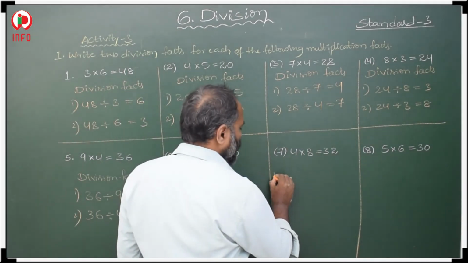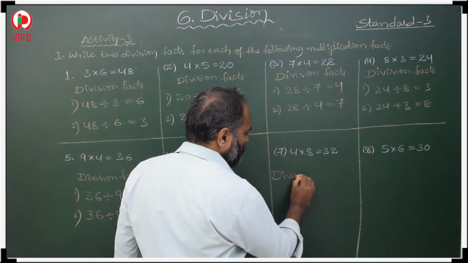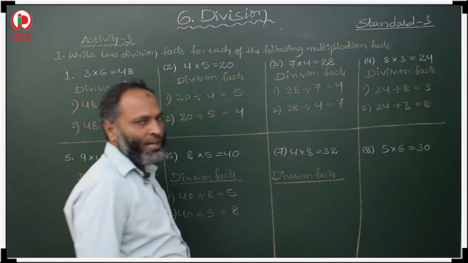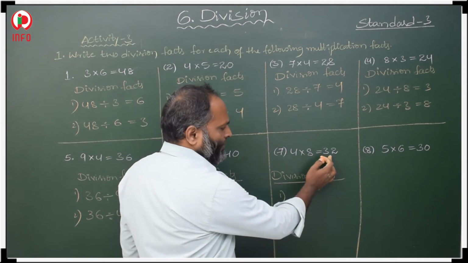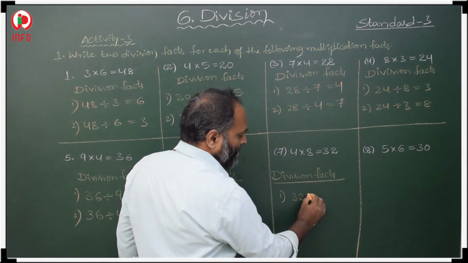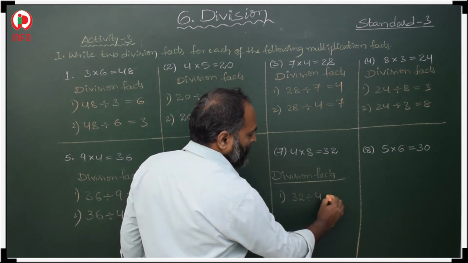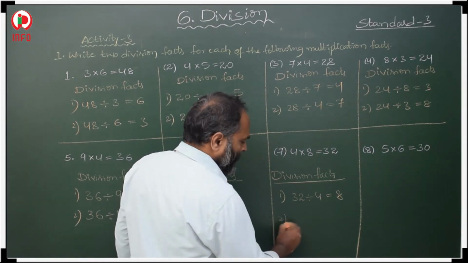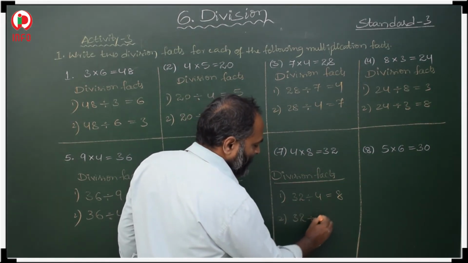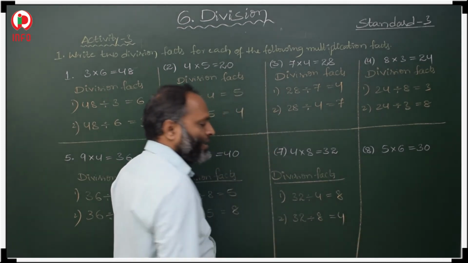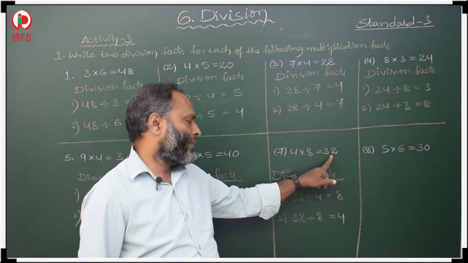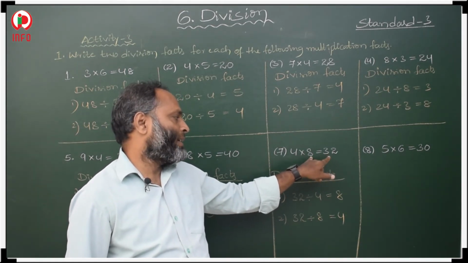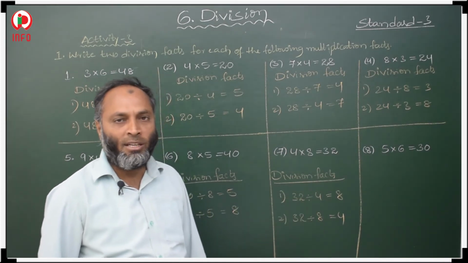Next, division facts. What are the division facts? First, if the product is divided by the first factor, then the second factor is your quotient. The second, again, the product is divided by the second factor, then the first factor is your quotient. It means if 32 is divided by 4, then 8 is your answer. If 32 is divided by 8, then 4 is your answer, 4 is your quotient.